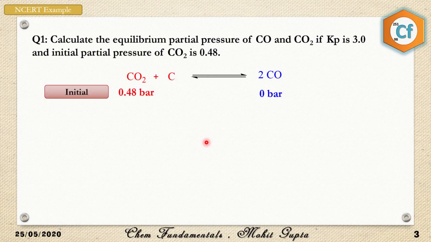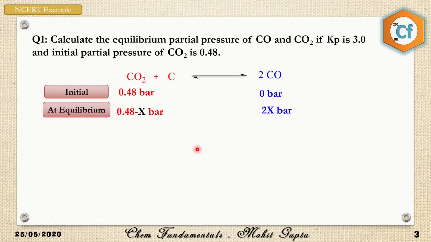Okay, so initially the pressure of CO2 would be 0.48 and that of carbon monoxide would be 0 because the reaction hasn't started yet. At equilibrium, the concentration of CO would be 2x and the concentration of CO2 would reduce by x, so that would be 0.48 minus x. Since the stoichiometry of CO2 is 1, I have subtracted it as minus x. If it were twice CO2, I would have written 0.48 minus 2x.